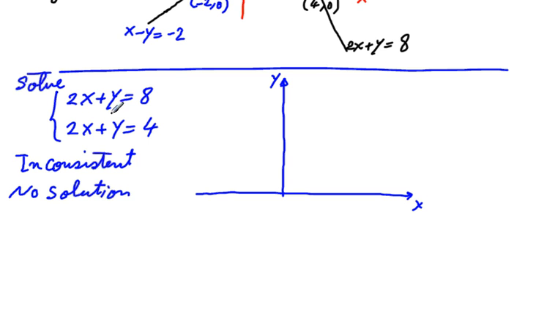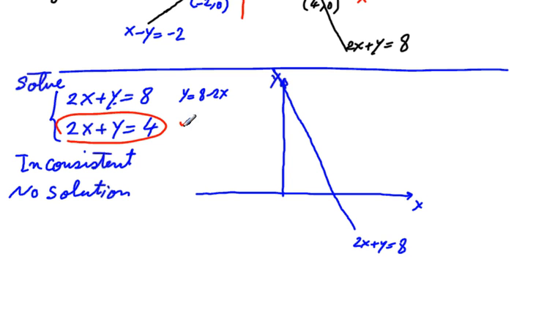Why? Because 2x plus y equal to 8, that is really y is equal to 8 minus 2x, is a line with y-intercept 8, slope minus 2. That's just the line we drew here. So let me just quickly draw something. That's 2x plus y is equal to 8. The other equation is y is equal to 4 minus 2x. That has a different y-intercept, but has exactly the same slope.